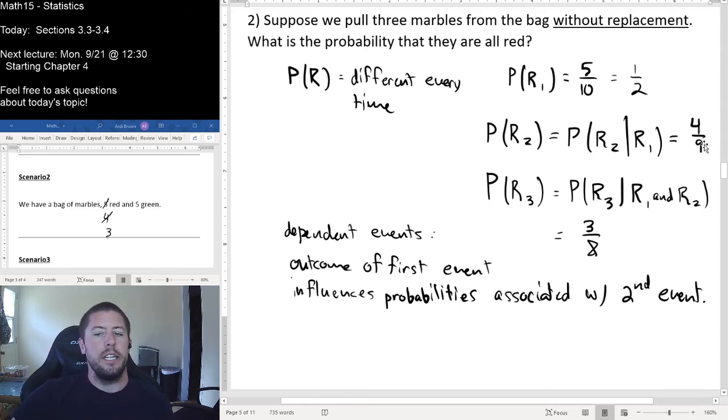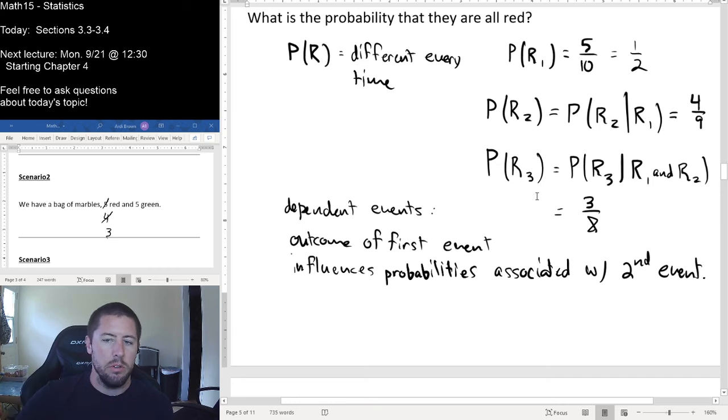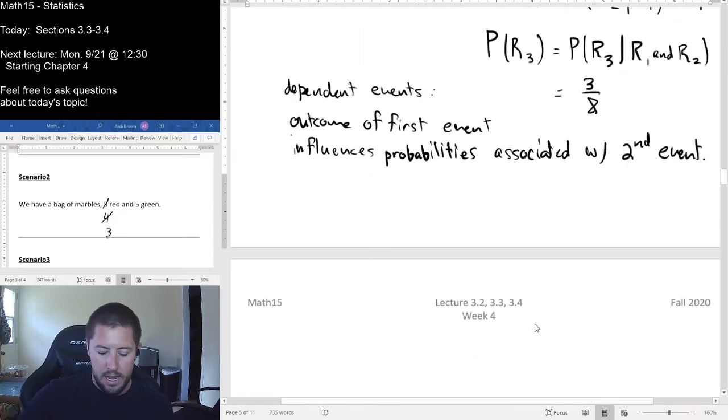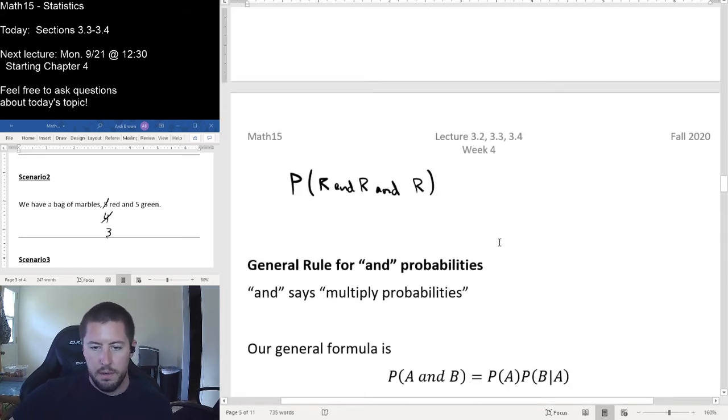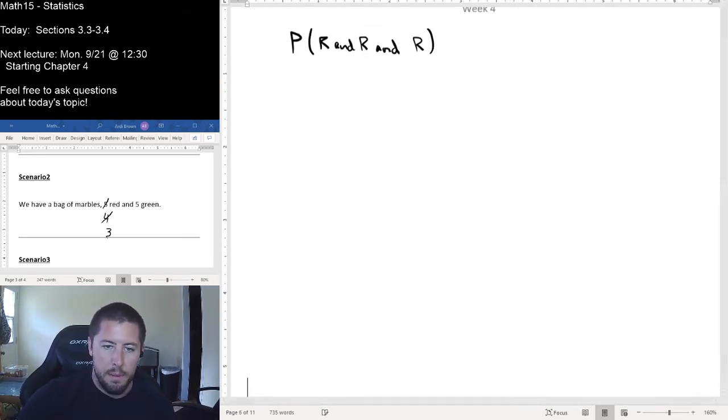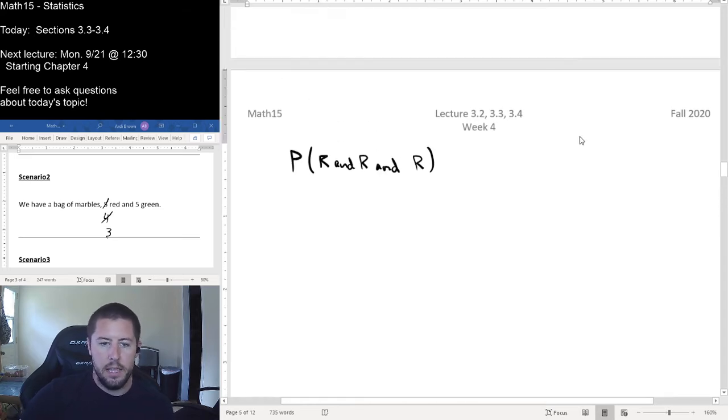So since our probability changed based on the outcome of our first event, these are dependent events, and we need to, in a sense, account for that with some of these given statements right here. So it looks like now the statement that I'm actually trying to say here is probability of red and red and red. I might rephrase. Just want to write this a couple different ways so that we can see how we might notate this.